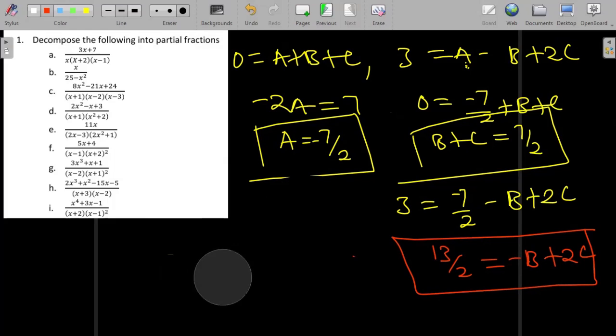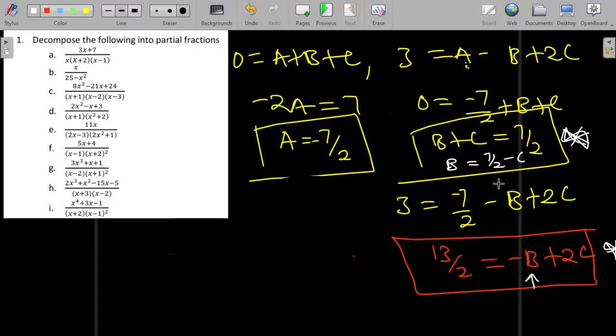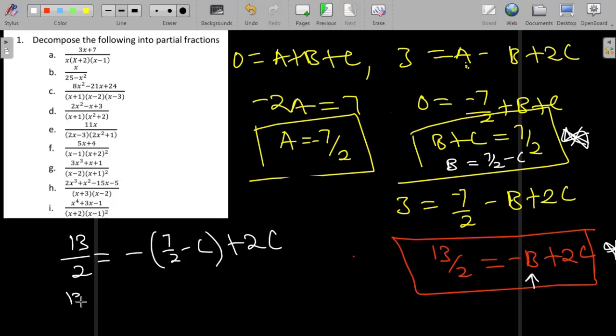Okay, so let's solve them simultaneously. Let's solve this one and this one simultaneously. From here, we can say that b is equal to 7 over 2 minus c. So where there's b here, I'm going to put 7 over 2 minus c. So it will be 13 over 2 equals minus the b, which is 7 over 2 minus c, and then plus 2c. So this will be 13 over 2 equals minus 7 over 2 plus c plus 2c.